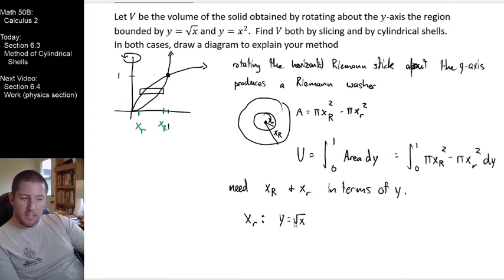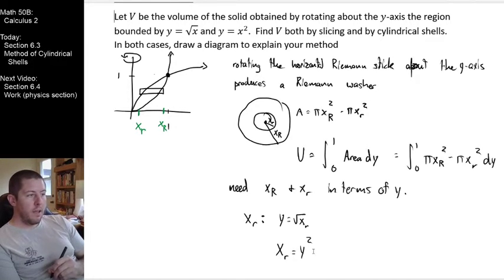My intention is to solve for x here to know what x sub r really is. This is now my x sub r right there. And it looks like I can just square both sides. So x sub r should really just be y squared. So that's one of the expressions that I know.